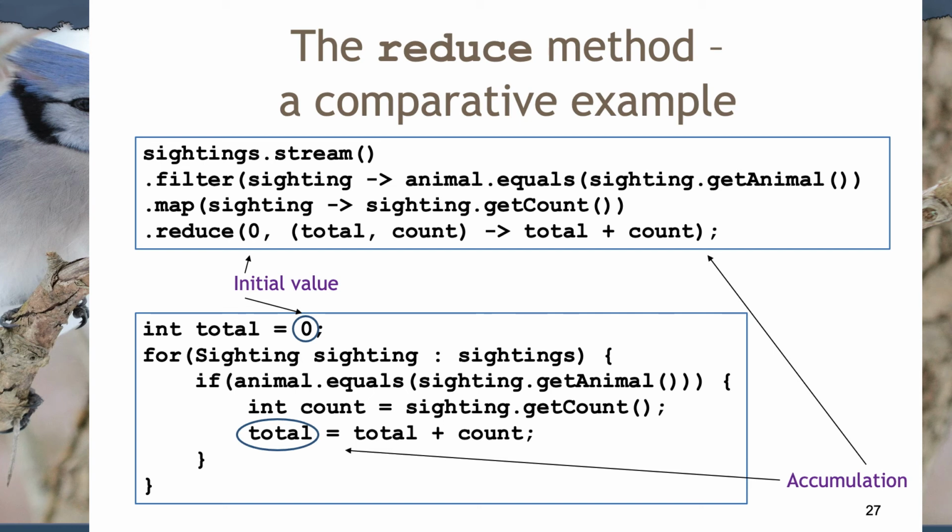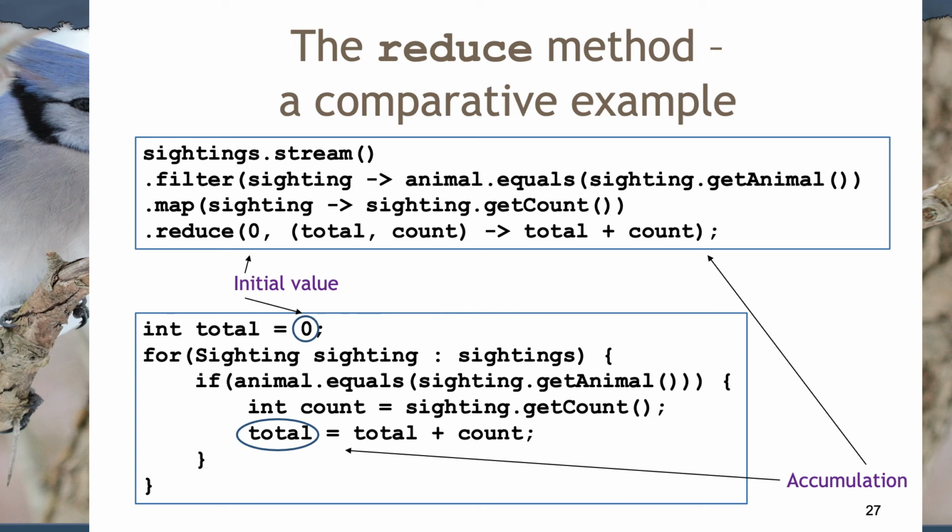So the for each loop iterates over the collection, picking each sighting up. It finds out if that sighting is one we're interested in. If it is, we go and retrieve the count, and then we add that count into the running sum, gradually increasing total. It's exactly the same process that's being applied in the top piece of code.